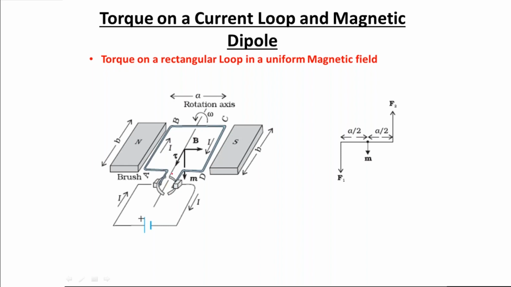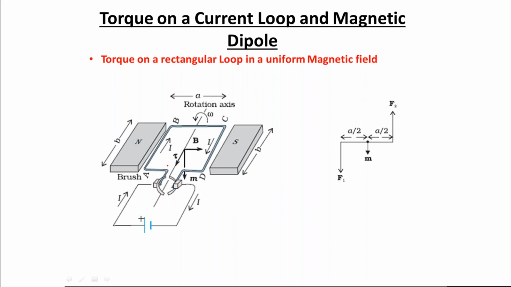You can see that. So I can just tell you this fact, you might have learned in your previous class also. There is a commutator, a semicircular commutator coupling. These are carbon brushes, and these are the commutator halves, one is X and the other is Y, and this is a battery. Through the carbon brush, this is connected to this wire, this loop. The loop is connected to the commutator, and the commutator is connected to the carbon brushes, which are in turn connected to the battery. That would flow the current through this loop.